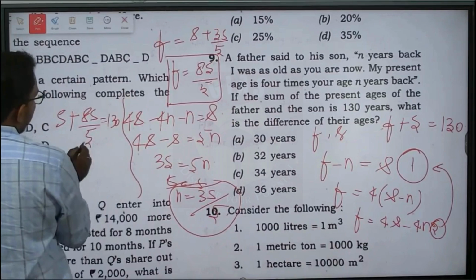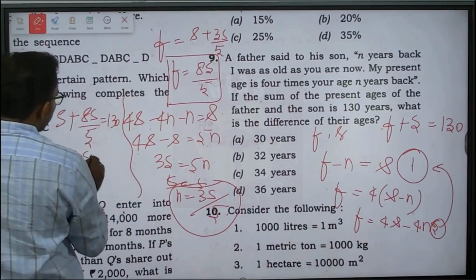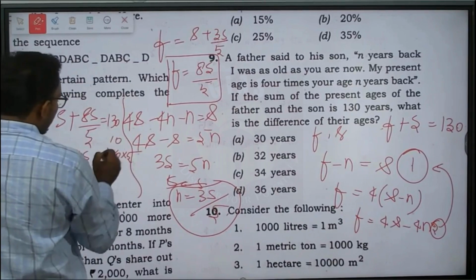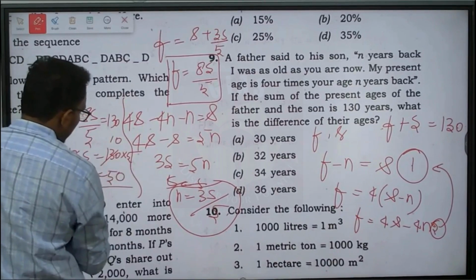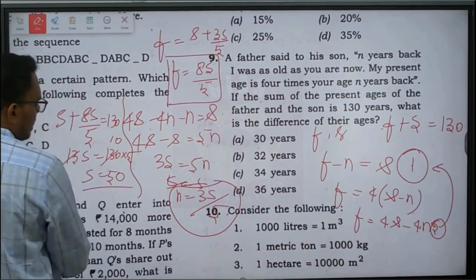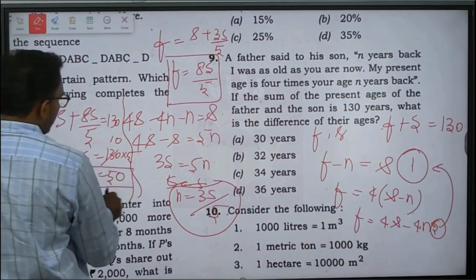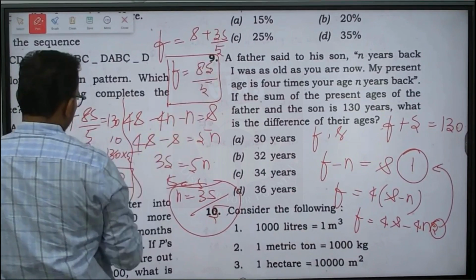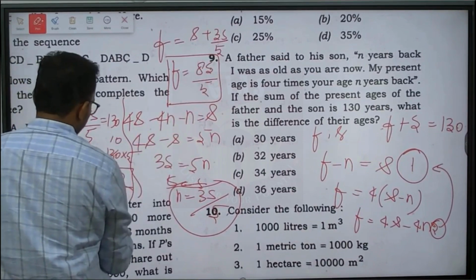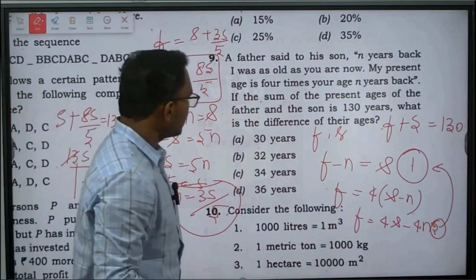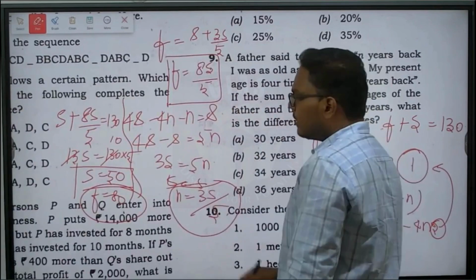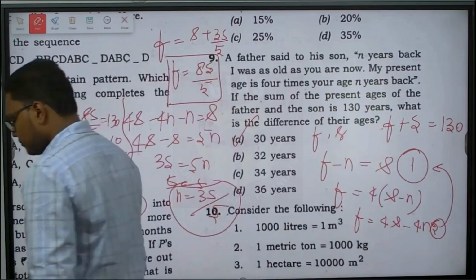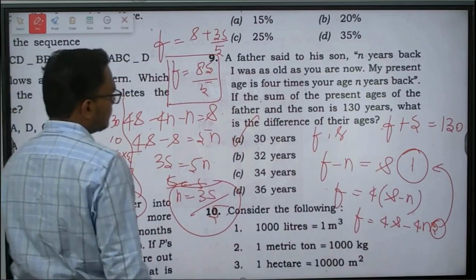So which means, take LCM. So your 13s is equal to 130 into 5. So here you have 10. So s is now 50. If s is 50, put 50 here. If s is 50, f is 80. So the age of the father is 80 years and the age of the son is 50 years. So what is the difference? Difference in their age is 30 years. Is it clear?